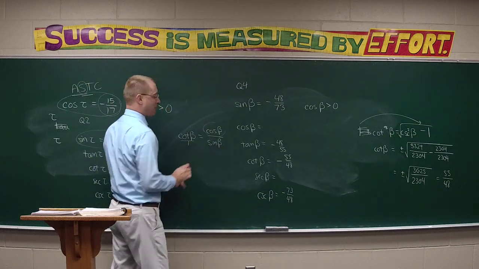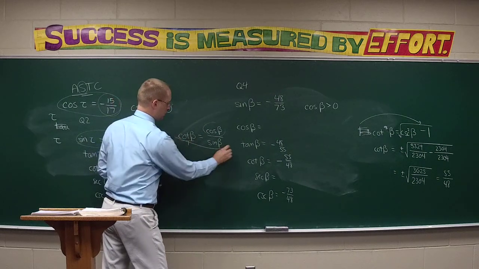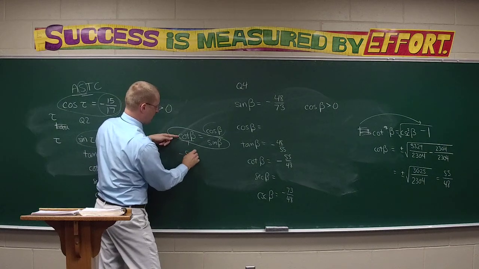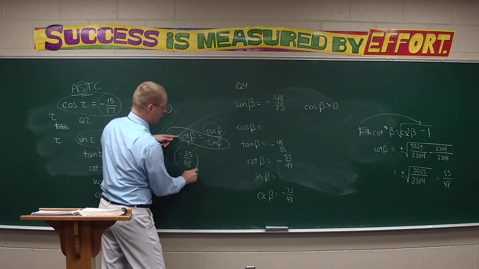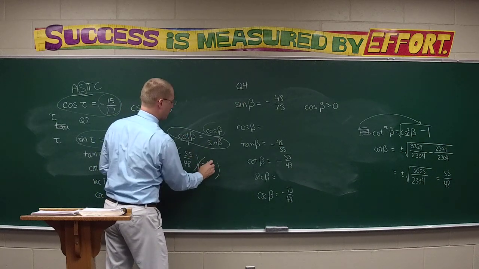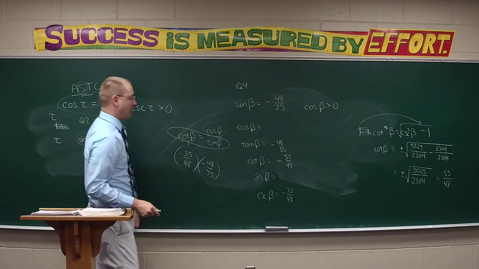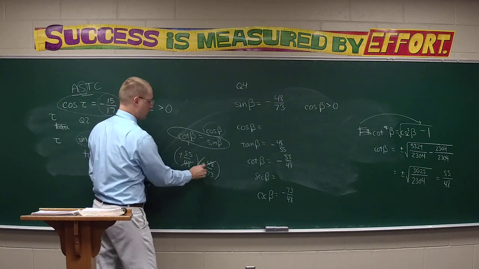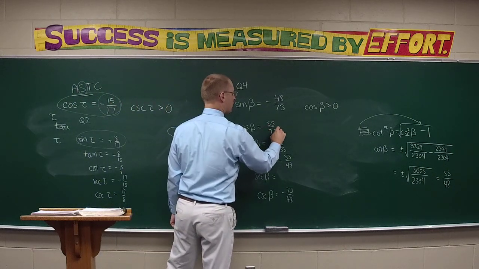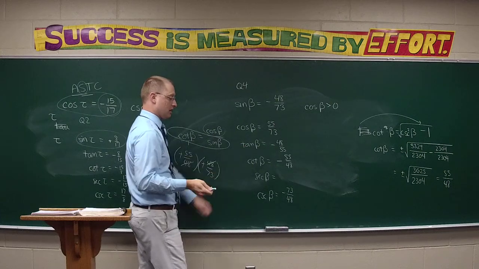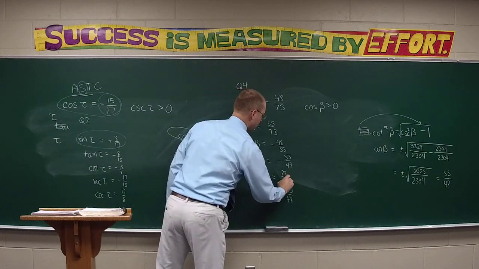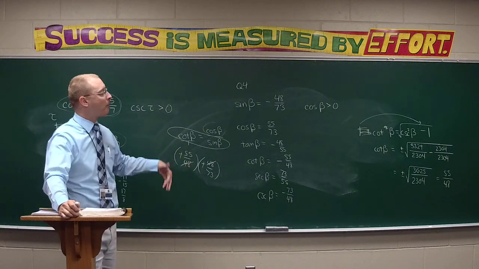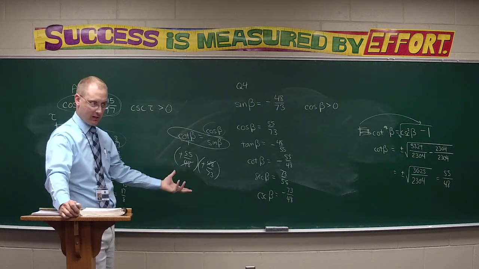How would I get the cosine by itself? Just cross multiply. I can take the cotangent, which is negative 55 over 48, and multiply it by negative 48 over 73. What will I get for the cosine? 55 over 73. And then it's easy to get the secant: 73 over 55. Again, not so much interested in the answers specifically, but the processes. Questions on this?